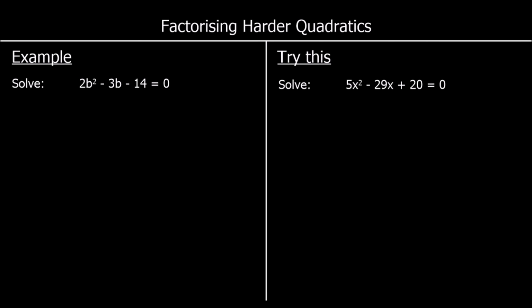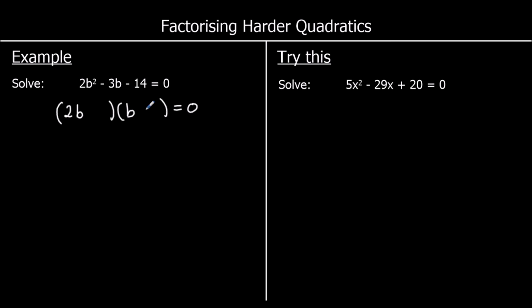Factorizing harder quadratics. This question says solve 2b squared minus 3b minus 14 equals 0. So it's a quadratic equation, but we're going to solve it this time by factorizing. So that means putting it into brackets. We've got 2b squared here, and we're going to get 2b squared from 2b times b. So we can have 2b in one bracket and b in the other bracket.